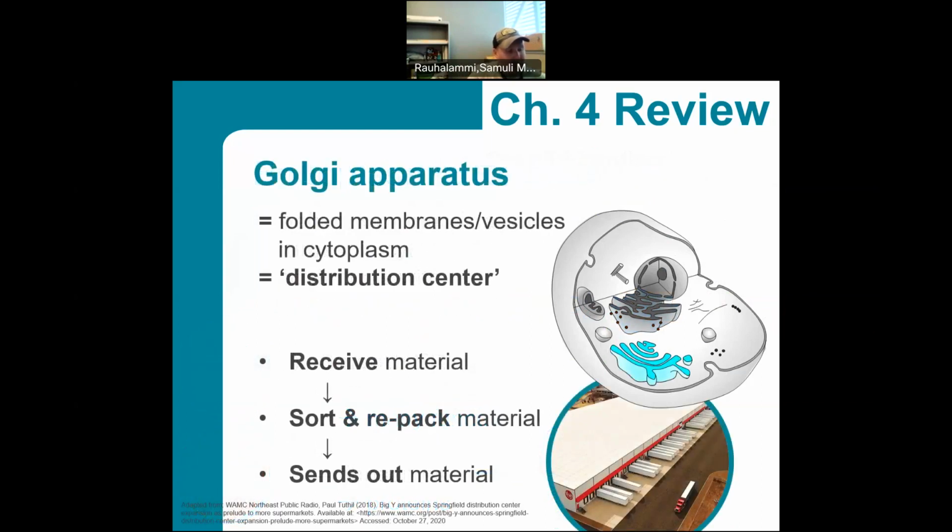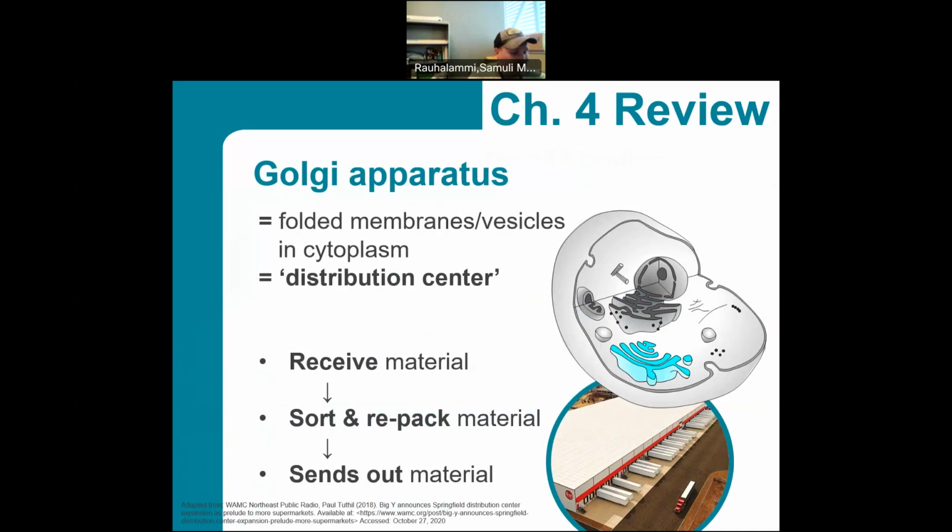The Golgi apparatus is a structure made of a series of membranes that have been folded, kind of wrapping each other. I often describe it to my students as the distribution center of a trucking company. So the Golgi apparatus receives materials, sorts, reorganizes, repacks them, and then sends them out.